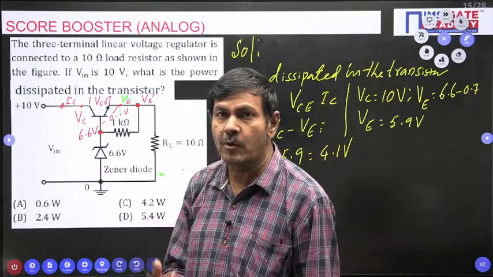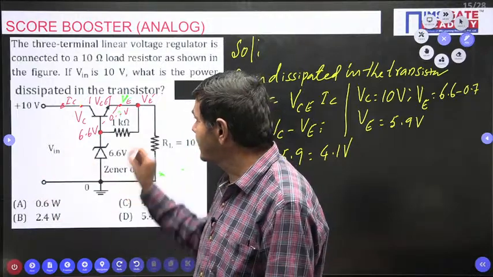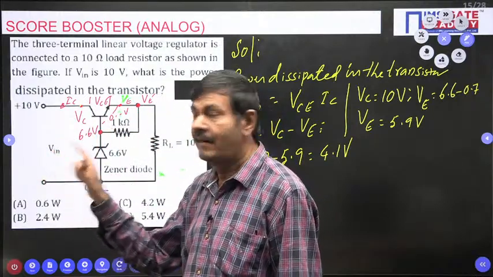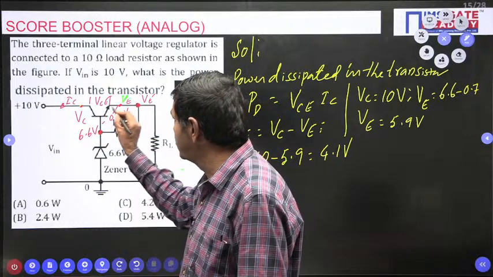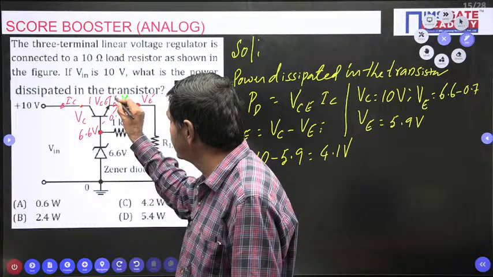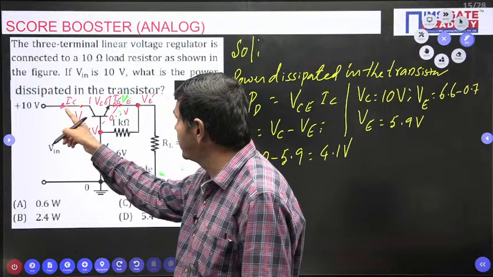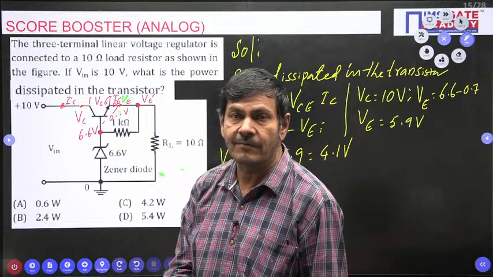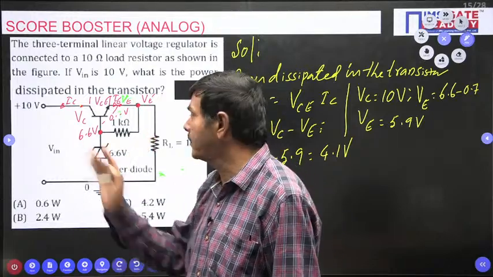Why can I take them as approximately equal, sir? Because alpha or beta is not given in the problem. When it is not given, we need to assume these IC and IE are approximately equal. These two parameters are approximately equal when alpha or beta is not given in the problem.